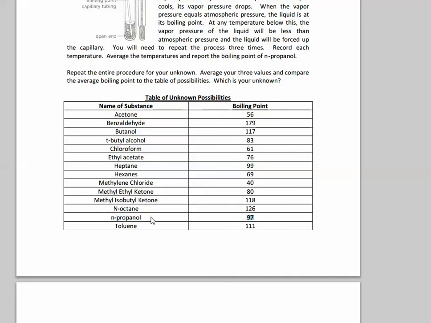Your unknown could be N-propanol again, or it could be any of the ones listed in this chart. So not everyone will have the same unknown. They will all be different across the board. So don't go to the person beside you and say, hey, what'd you get? Because chances are they have something completely different than what you've got.